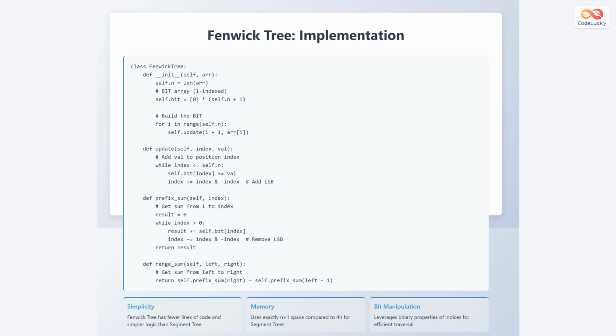Fenwick tree has fewer lines of code and simpler logic than segment tree. It uses exactly n plus 1 space compared to 4n for segment trees. It leverages binary properties of indices for efficient traversal.